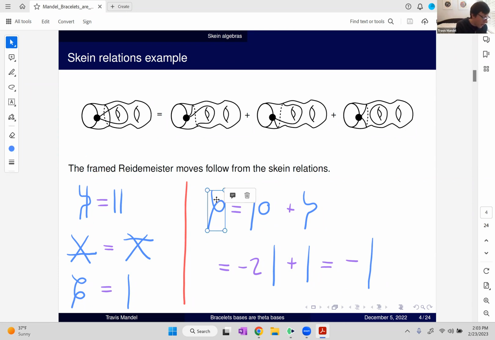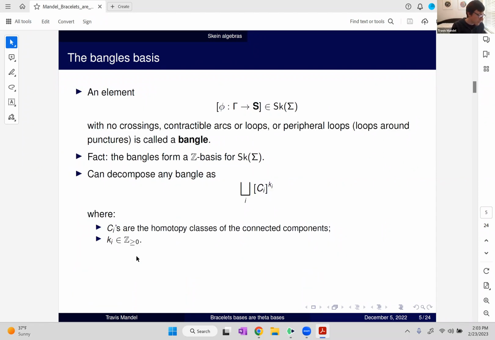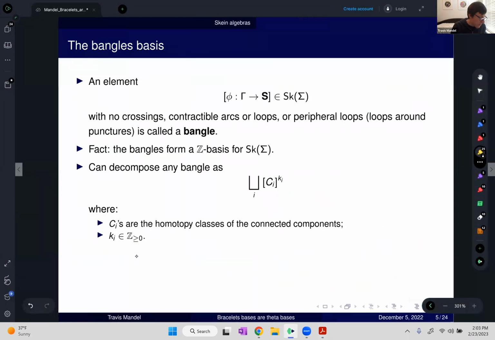Remember I said you have to stay in the space of immersions when you take homotopies of your curves. So you can't just remove this loop in this curve. And the skein relation actually tells you that this is equal to negative what you get by removing that loop. But if you have a double loop, then you can remove the 2. So I can switch back to this program.